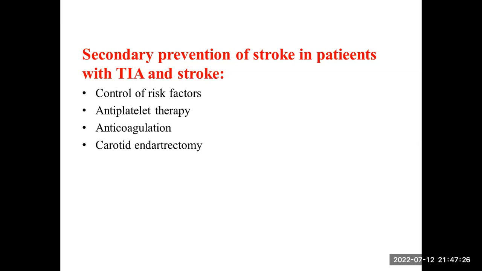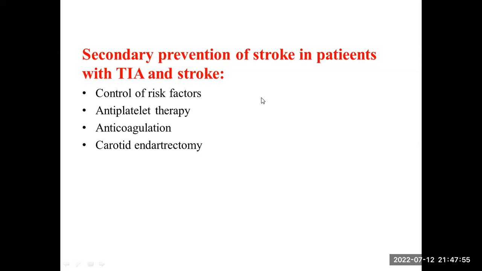In stroke, as I said previously, we start with aspirin monotherapy for 2 weeks, and it has been shown to reduce the risk of recurrence and to reduce the mortality. And then after that, we will continue with clopidogrel monotherapy as secondary prevention. So for antiplatelet therapy, initially we give aspirin according to the NICE guidelines. We give aspirin 300 milligrams for 2 weeks, and then it will be followed by clopidogrel monotherapy.